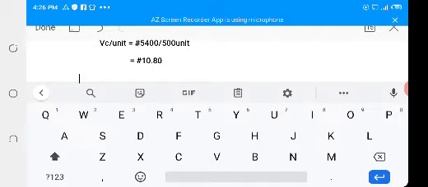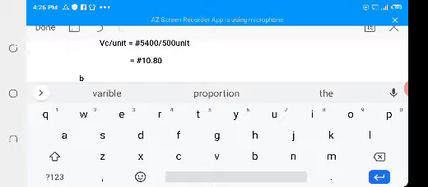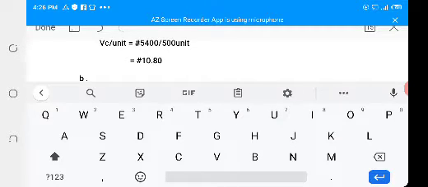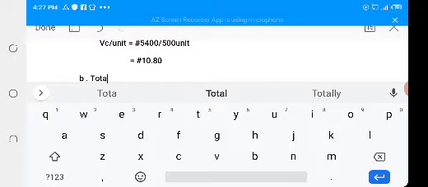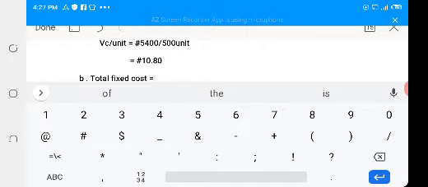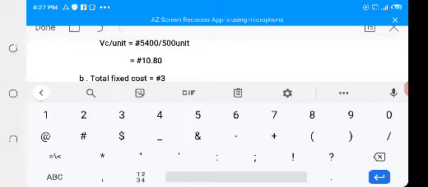Now for the B, we are asked to determine the total fixed cost. Now your total fixed cost using the account analysis method, that is what we did, is 3,450.